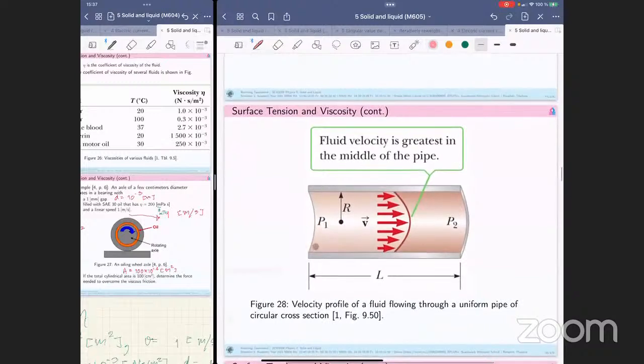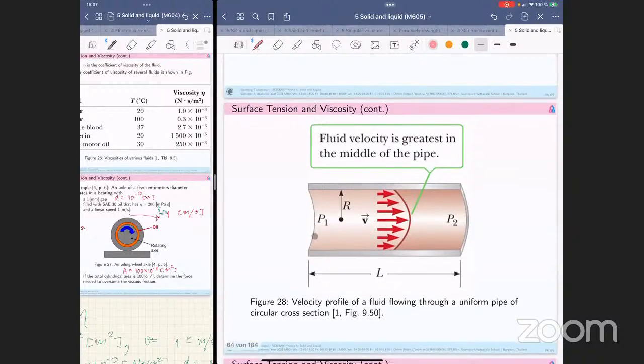So now let's get to more detail of the relation among several factors, right? If you have the pressure here at the beginning, pressure 1 and pressure 2, and you want to find the flow rate, okay? What is flow rate? It means that delta V by delta T, okay? The volume per time that flows through this pipe.